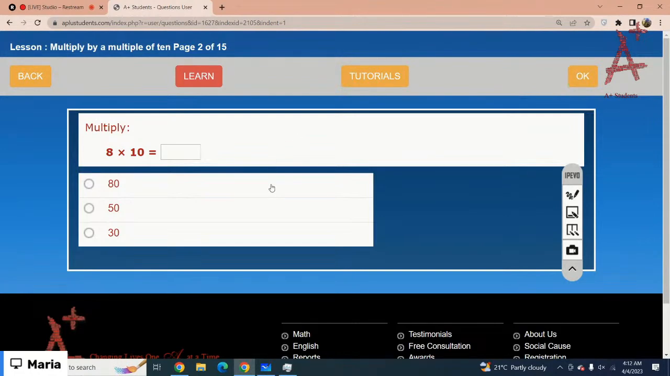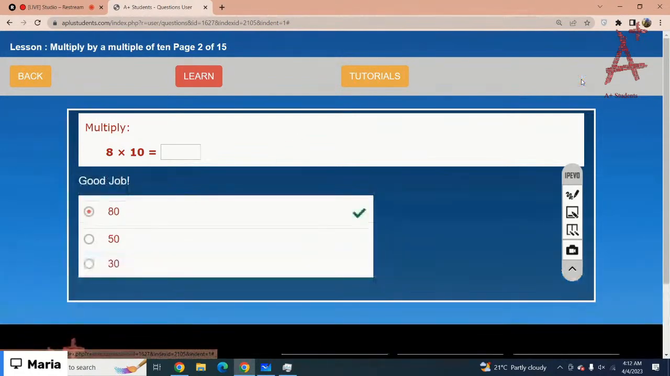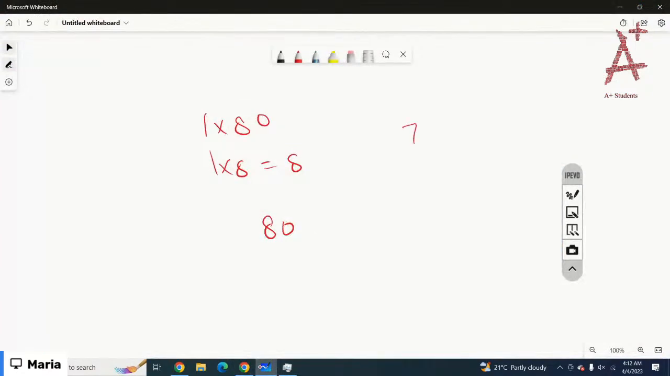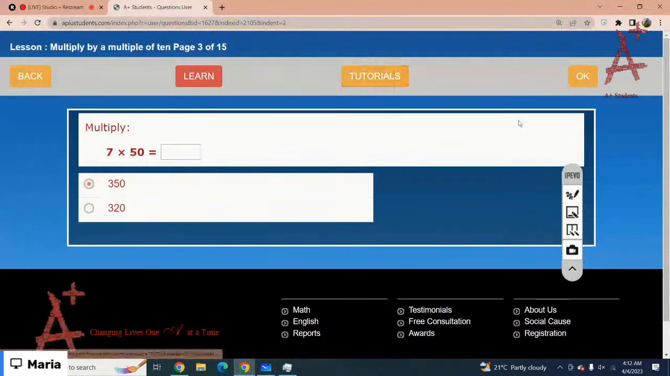That would be 80. Got it? Just multiply the non-zero values. Okay, the next one is 7 times 50. Just multiply the non-zero values. They are 7 times 5. Got it? 7 times 5 is 35, and then you have to add the 0 at the end, so it will be 350. Got it? See, multiplying without 0 is very, very easy.